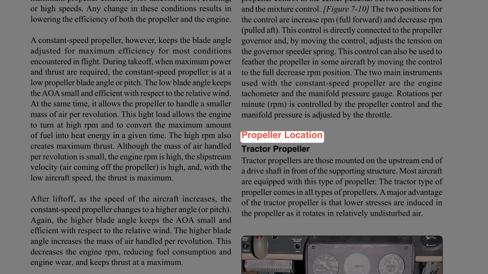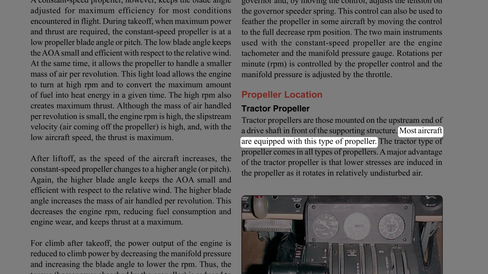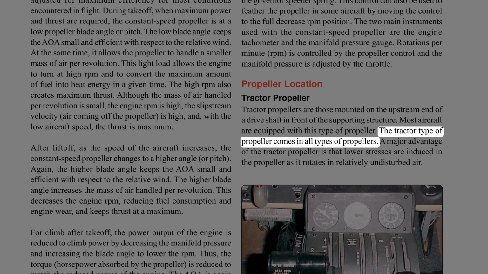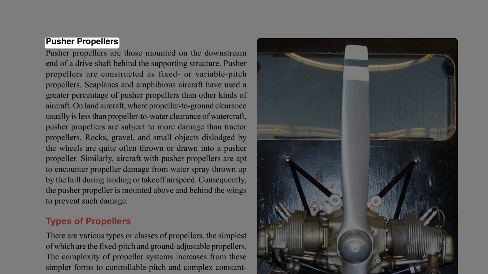Propeller location. Tractor propeller. Tractor propellers are those mounted on the upstream end of a drive shaft in front of the supporting structure. Most aircraft are equipped with this type of propeller. The tractor type of propeller comes in all types of propellers. A major advantage of the tractor propeller is that lower stresses are induced in the propeller as it rotates in relatively undisturbed air.